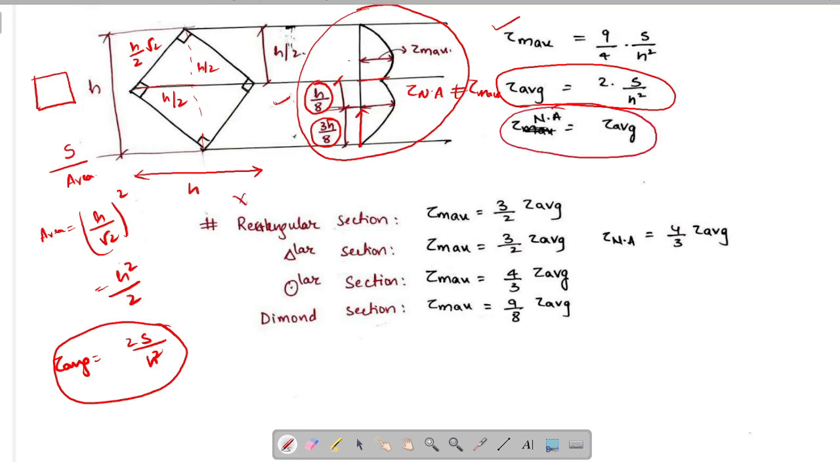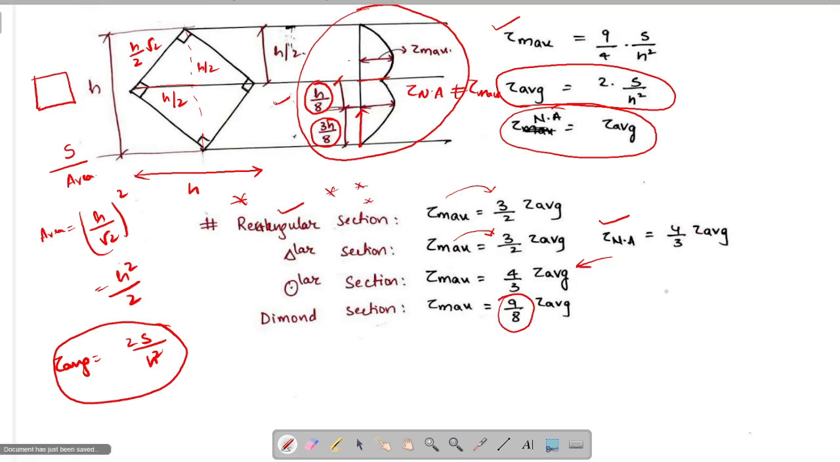So finally, the most important thing to be remembered in case of shear stress variation is, like in case of rectangular cross section, the tau max is 3 by 2 times tau average. In case of triangular cross section, tau max is 3 by 2 times tau average and tau neutral axis is 4 by 3 times tau average. In case of circular cross section, tau max is 4 by 3 times tau average. In case of diamond cross section, tau max is 9 by 8 times tau average. We have to remember these values. These are very important values. They will be asking in exam directly.